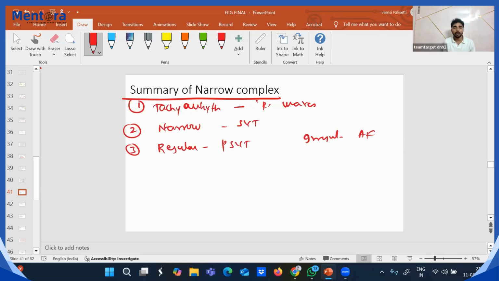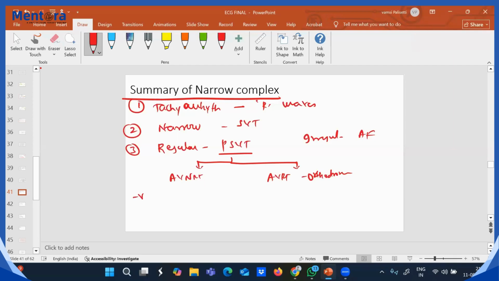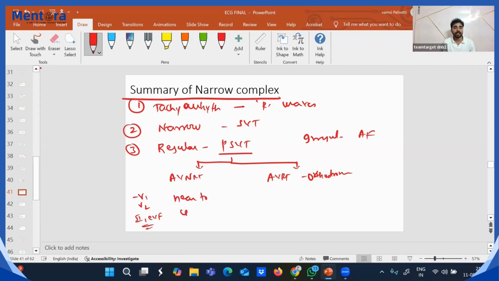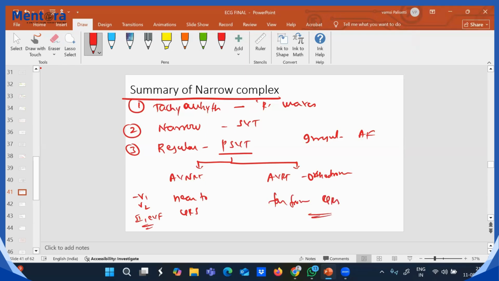If it is regular, only PSVT is there, and you don't know whether it is AVNRT or AVRT with orthodromic pathway. Then we go to V1, V2, and lead II, III, aVF. You see a small deflection. If that small deflection is near the QRS complex, that is AVNRT. If that small deflection is far from the QRS complex, that is AVRT with orthodromic pathway. Clear?